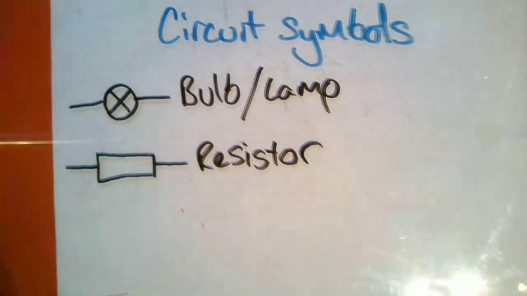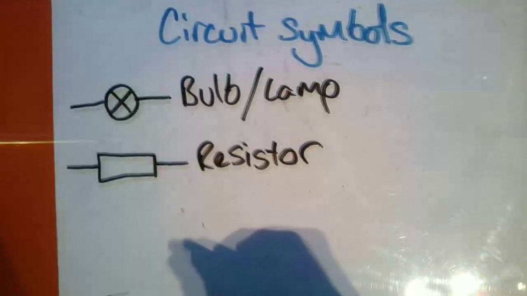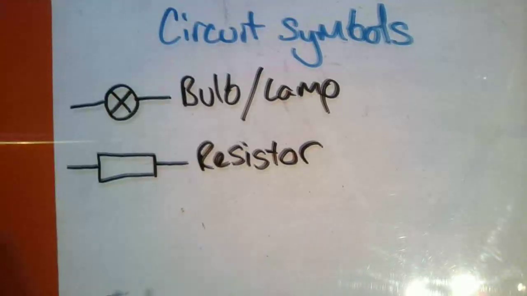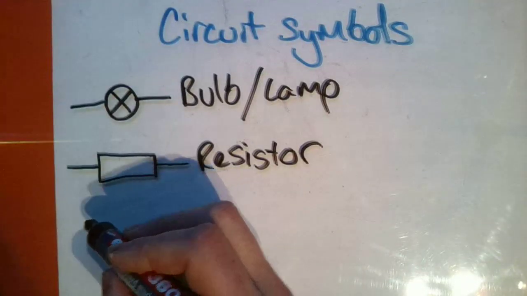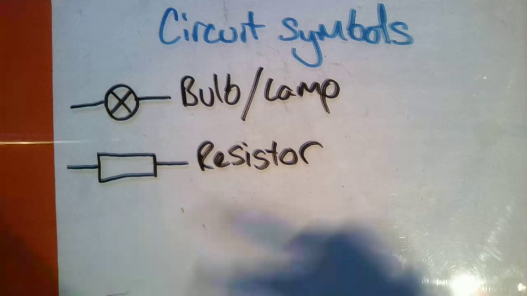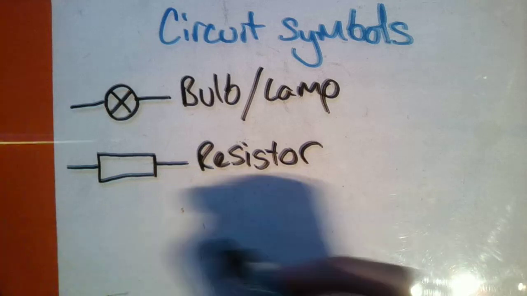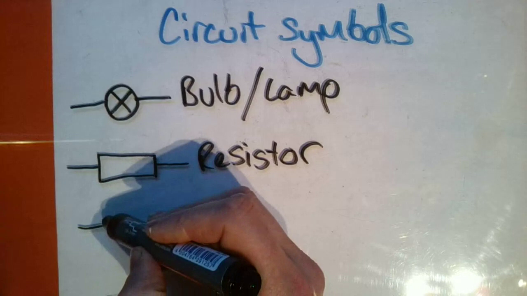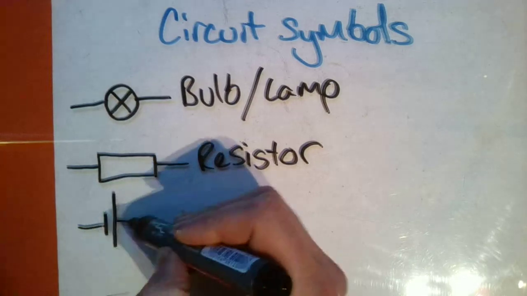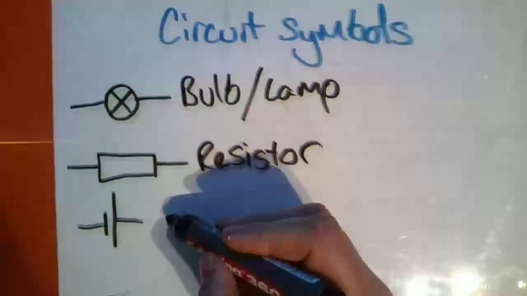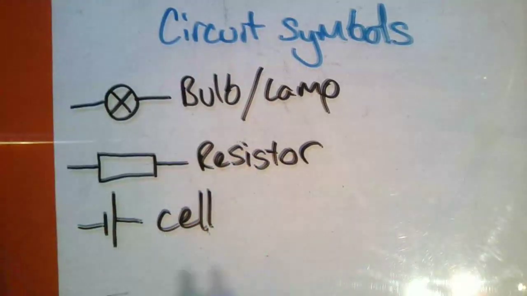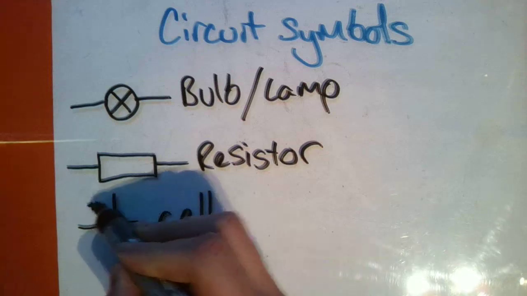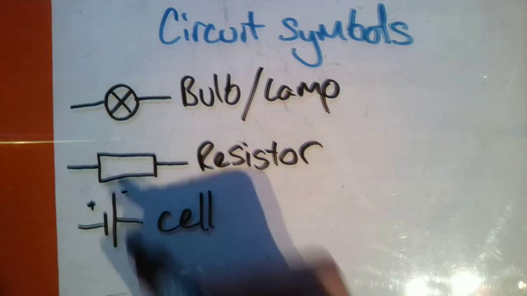Great. So the next one we're going to look at, now there are two types we're going to look at here that look very similar, and they're quite often mistaken by people. Now this one here is a cell. This provides a potential difference and gives us a current through a circuit. This being the small end is the positive end, and the big end is the negative end.